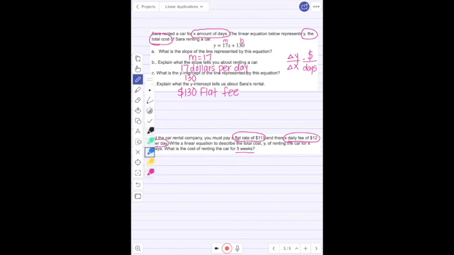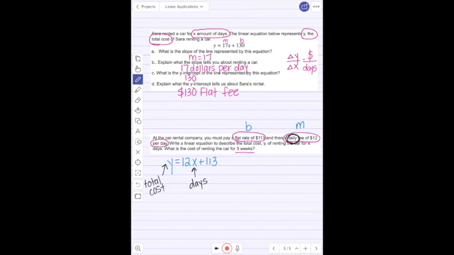So we're going to write the equation and then we're going to use the equation. So my equation here, I have the flat rate is my one-time fee, that's my y-intercept. My daily fee of $12 per day is my slope. So my equation is y equals 12x plus 113. Now, let me remind you that this problem said a daily fee. So my x represents days, and my y represents the total cost.